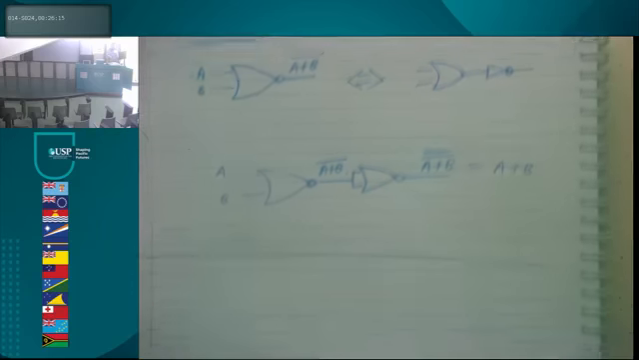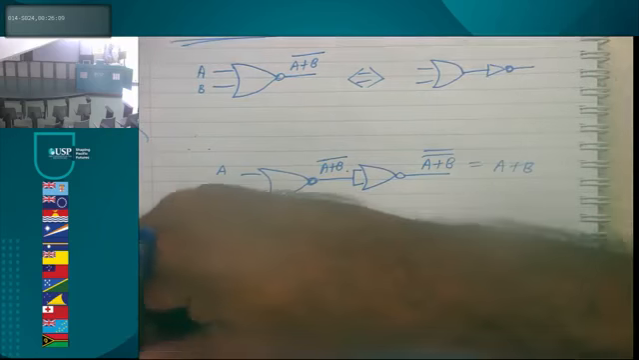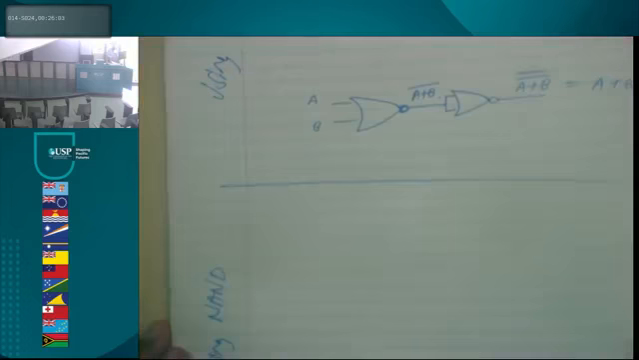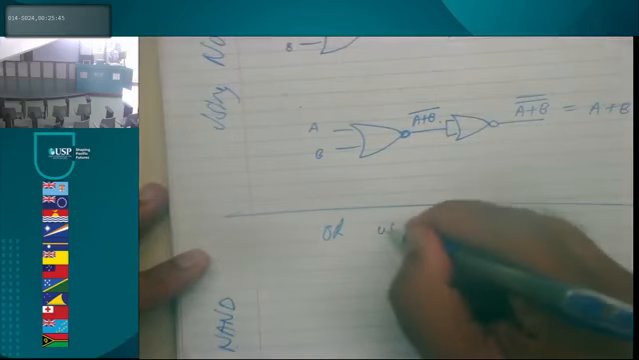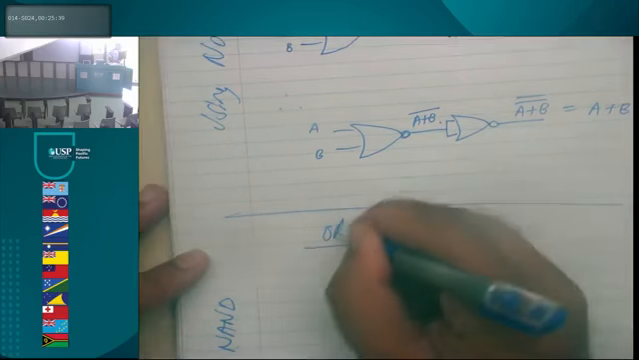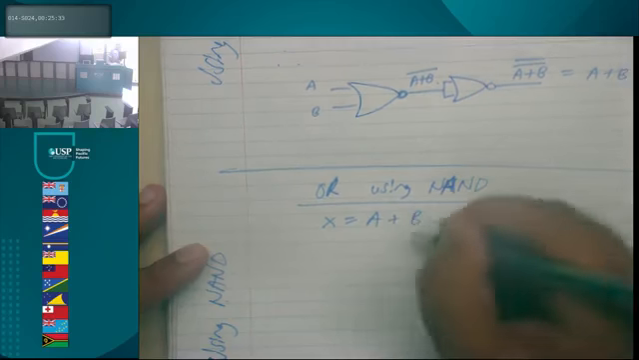Now let's consider OR using NAND. I'm going to leave some space for it and we're going to come back to it. All right, let's now come back to it. OR using NAND.